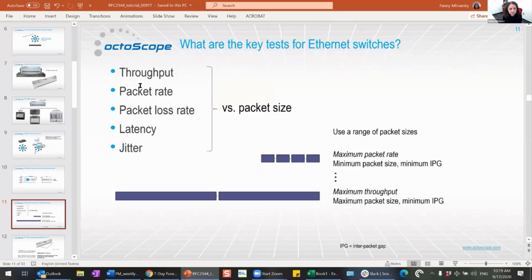So what do we test? We test throughput. We test packet rate. How fast can this device under test, whether it's a switch, Ethernet switch, or a router these days, how fast can it process these packets? Packet loss rate, how many it loses. And latency and jitter are very important for some real-time applications.